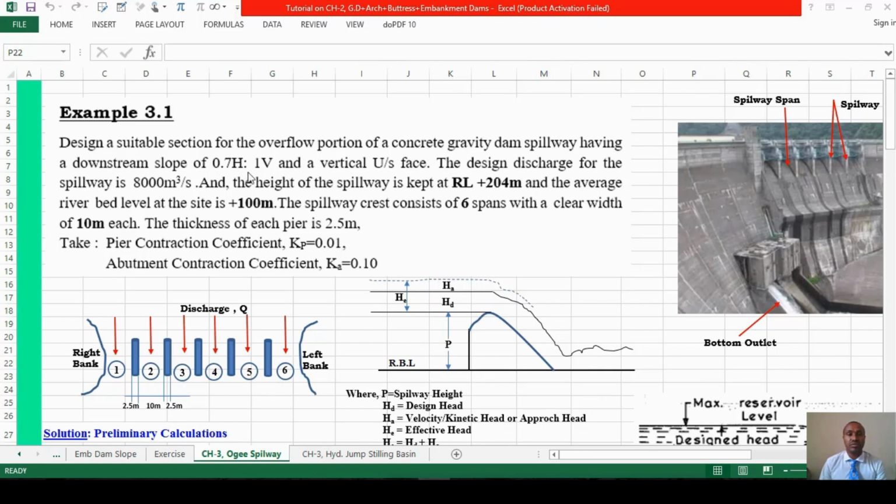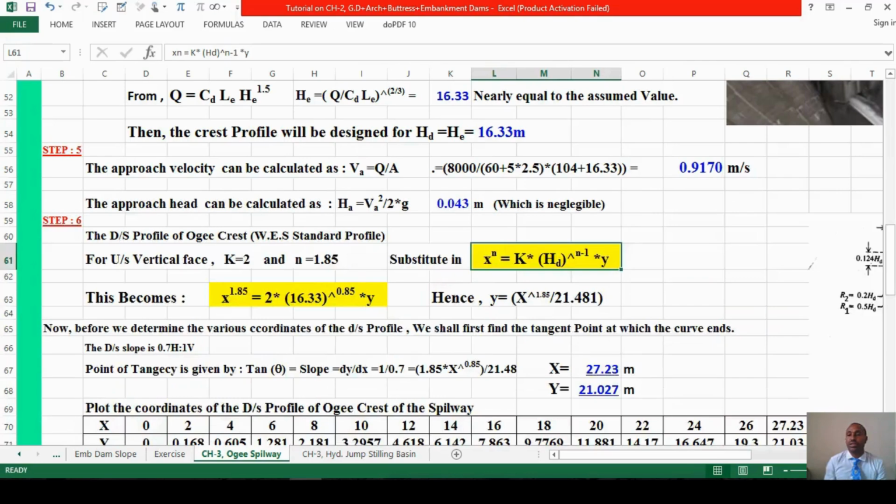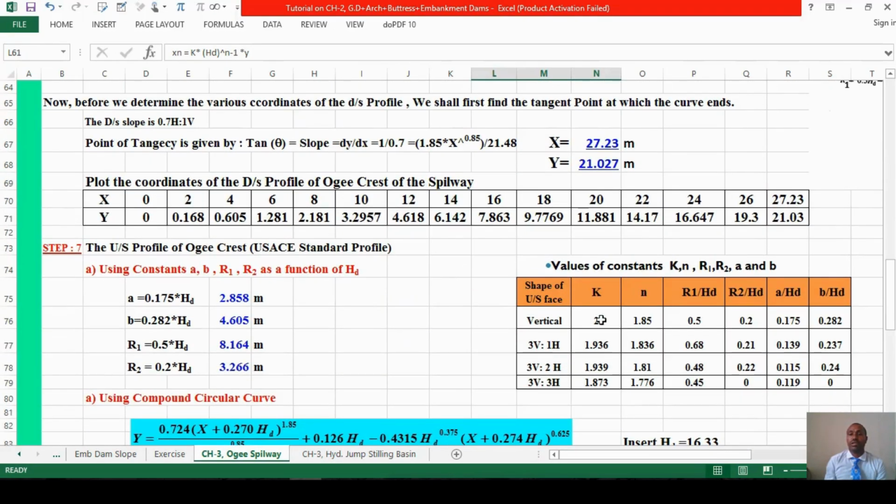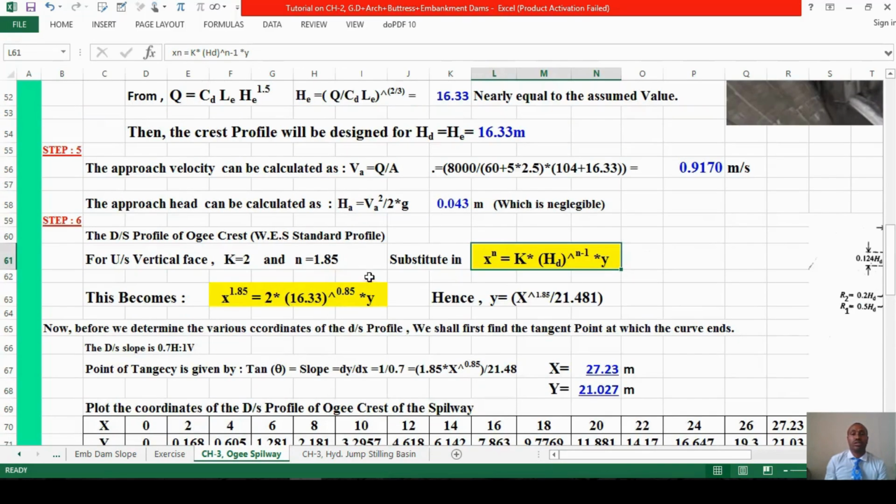This is a video tutorial for chapter 3, which is dam outlet works or spillway design. So then we will go to energy dissipation. You can take this just from the table. These are the values of constants K and R1, R2, A and B. For the vertical face you can take K2 and this one, and the rest we will see later on. Then you can calculate. Just substitute 16.33 instead of HD.